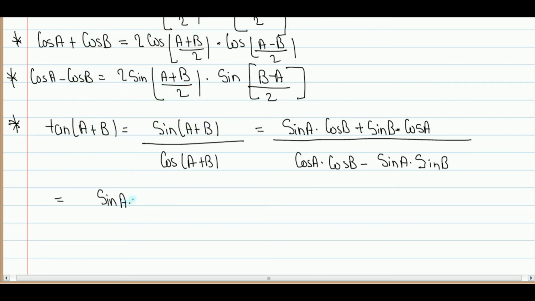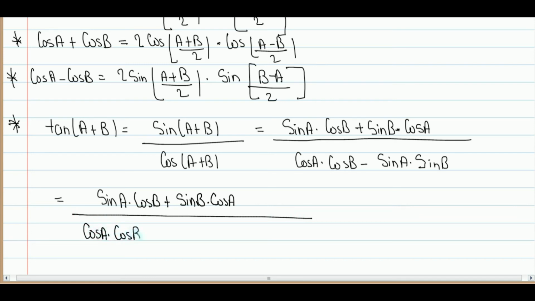The numerator was sin A into cos B plus sin B into cos A, or cos A into sin B. Both of them are the same. If we take cos A into cos B as common from the denominator, then we can write sin A into sin B divided by cos A into cos B. Is it fine?